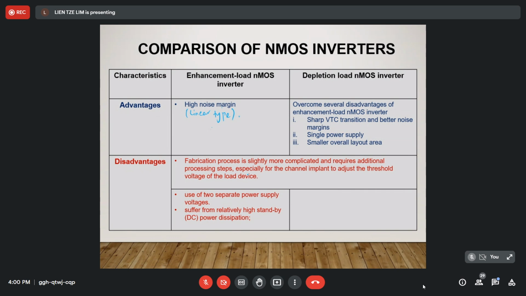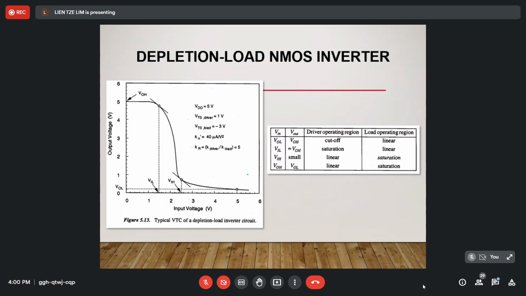I see that now it is almost 4. I think I stop here. I cannot cover another slide. This is the slide that I actually wanted to cover, but it seems like I don't have enough time. So I think I will stop here.